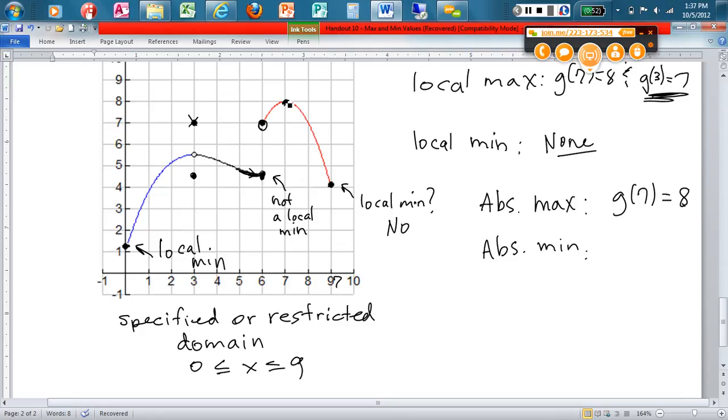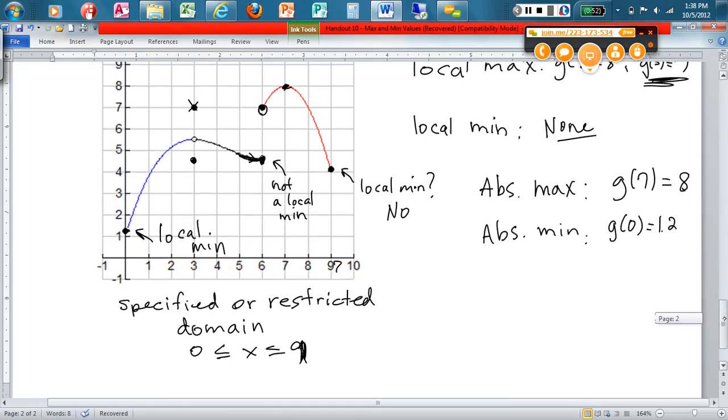And then on the absolute min, if we're going over this restricted domain, we can say there is an absolute minimum point for the restricted domain. The absolute minimum is this point down here, isn't it? G of 0 equals 1.2 or whatever it is. Yeah. As far as absolute max and absolute min, you can say there is an absolute lowest point here. It's a little different than the local ones. You don't have to know necessarily what goes on on the other side there. So yeah. Okay.